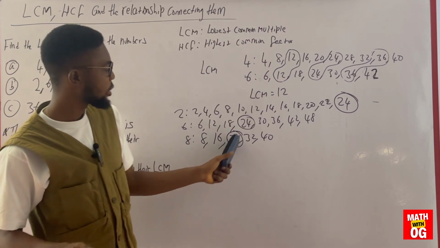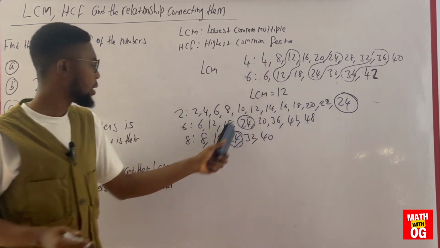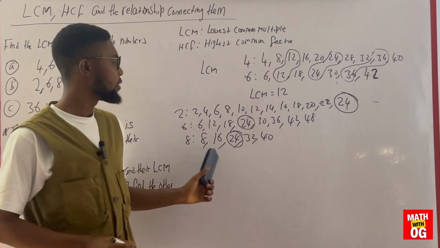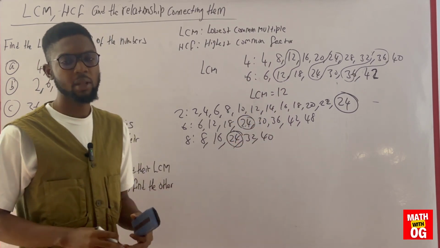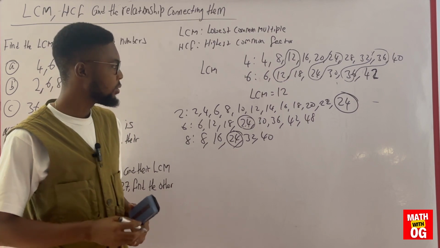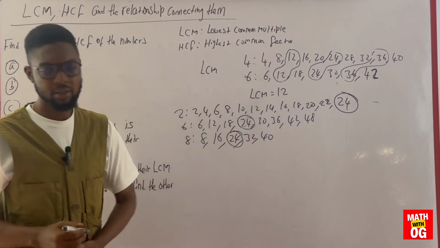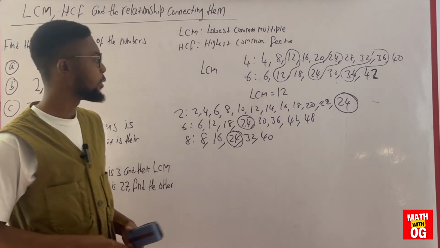So the second common multiple of 2, 6, and 8 is simply 24 multiplied by 2. That is 48. The third common multiple will be 24 multiplied by 3. Whatever value you get will be the answer. The 10th common multiple is 24 multiplied by 10, which is 240.